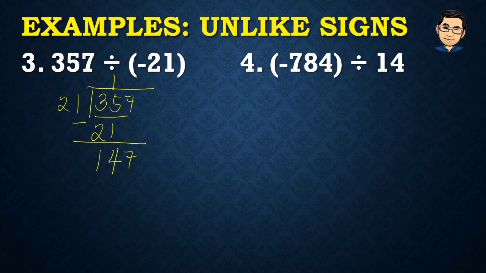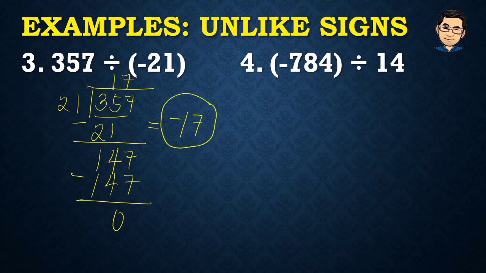Now, 147 divided by 21. So, ilang 21 ang pwede natin kunin sa 147? That is 7. And then 7 times 21, that is 147. So, if we subtract, the answer is 0. So, 357 divided by negative 21, final answer will be negative 17. Okay. So, positive by negative, that is negative.